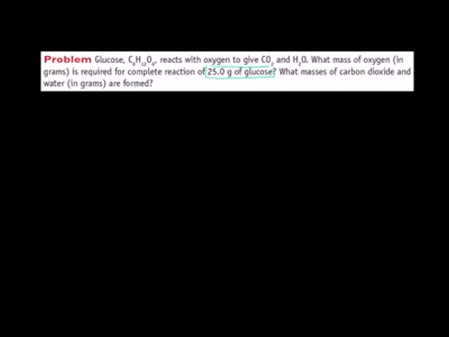So let's first just write the reaction. They're saying glucose reacts with oxygen to give carbon dioxide and water. So glucose, C6H12O6, reacts with oxygen. Oxygen in its molecular form, there's two atoms there. To give, the products are carbon dioxide and water.